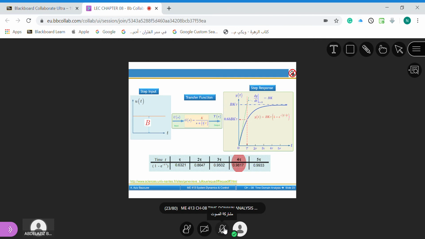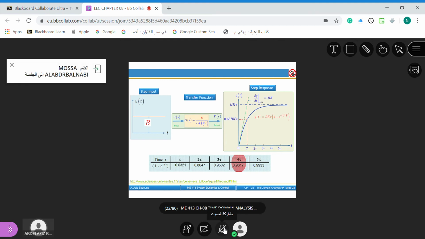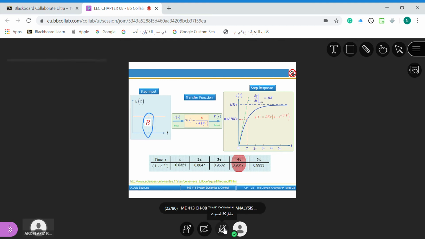So this is what we have here now, as a summary of the slides. This is the input. The input is given by a step with magnitude B. The transfer function is given by a first order system, and the response is behaving like this. Remember, this will always be the response to a step input.